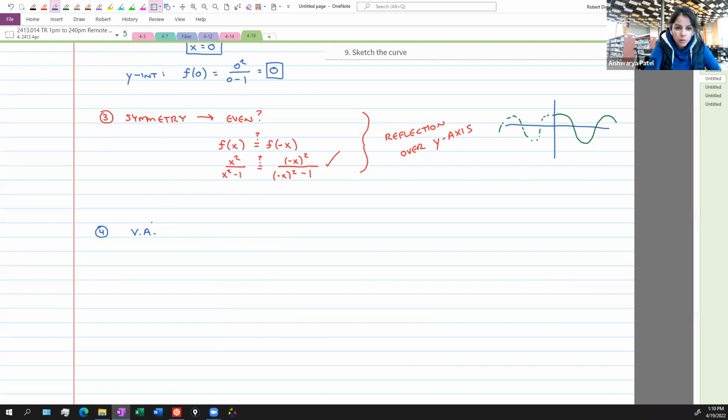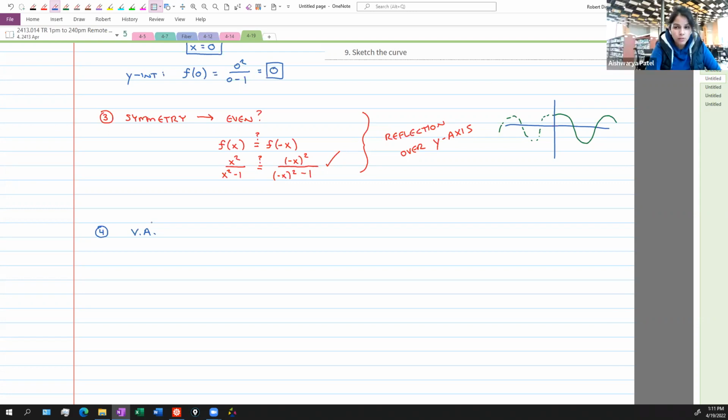For symmetry, why are we only checking for even and not odd? Okay, because you can only be even or odd or neither. So if you're one, then that's it, you're done. So if you're even, you're even. If it wasn't even, I would then check for odd. And if I was odd, then I'm odd. If I'm not odd, then I'm neither, which means you're done, which means you shouldn't expect any sort of symmetry.